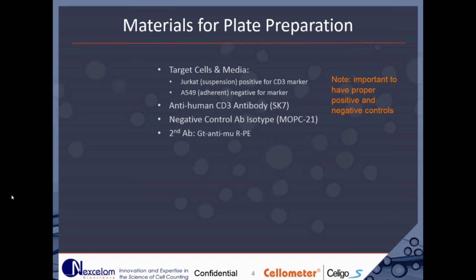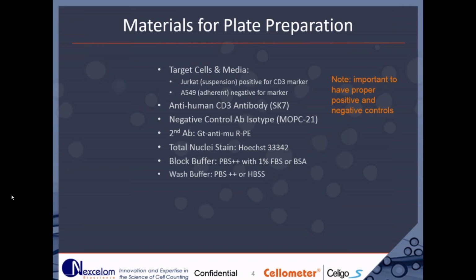These are all purchasable online. And then we'll have a secondary antibody, which is labeled with PE, so we can see it in the red channel. Then we will also use TUX as our total nuclei stain, so we can have a total count of our cells. That helps you normalize, but also identify where the stain is coming from specifically on the cell. And then we'll also need blocking buffers. Typically you use PBS with either FBS or BSA. And then we'll need a wash buffer, which can also be your PBS, or in some cases, cells are sensitive, so I'll use the HBSS.